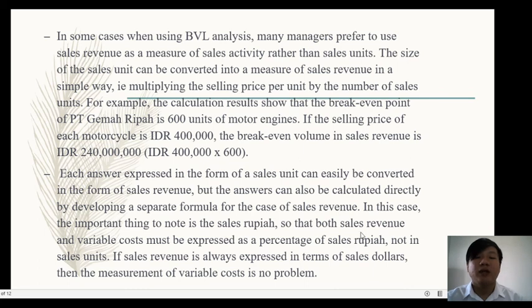The break-even in the form of sales units can easily be converted into the form of sales revenue, but it can also be calculated directly by developing a formula for the case of sales revenue. In this case, the important thing to note is the sales rupiah, so that both sales revenue and variable cost must be expressed as a percentage of sales rupiah, not in sales units. If sales revenue is always expressed in terms of sales dollars, then the measurement of variable cost is no problem.